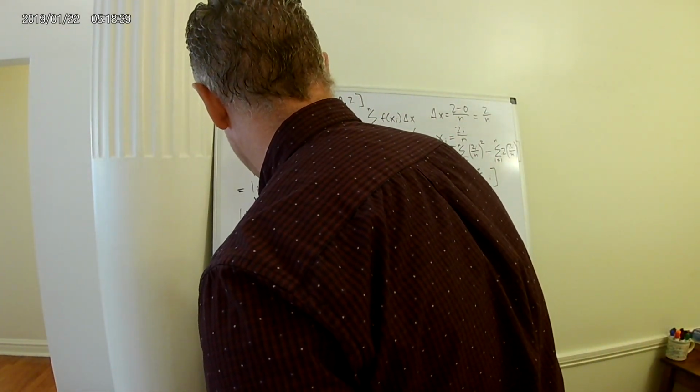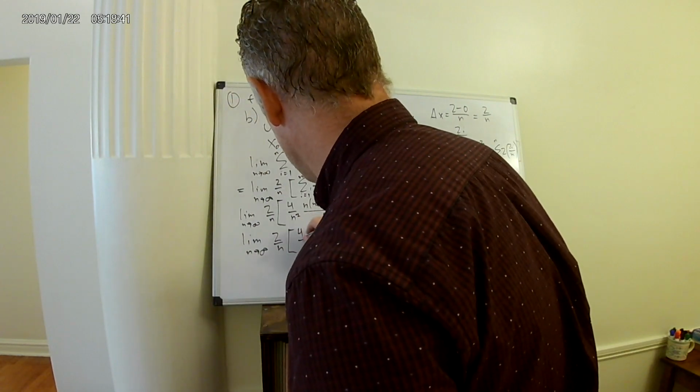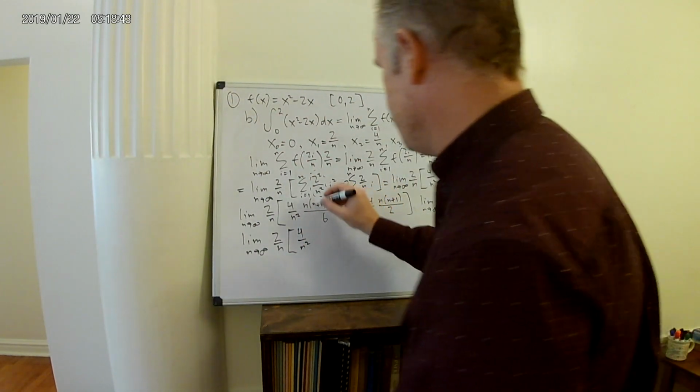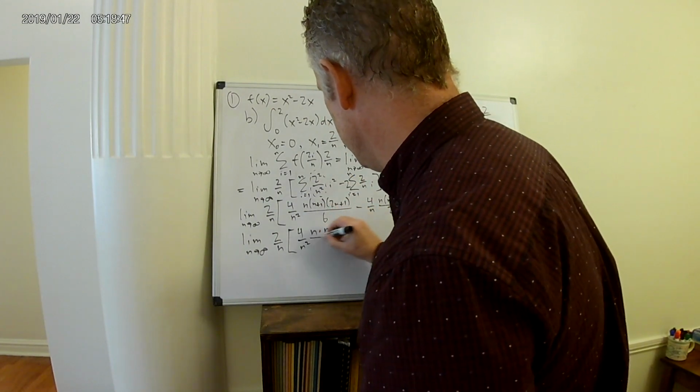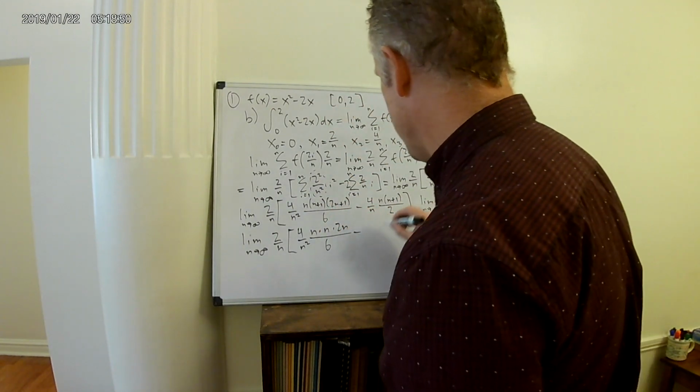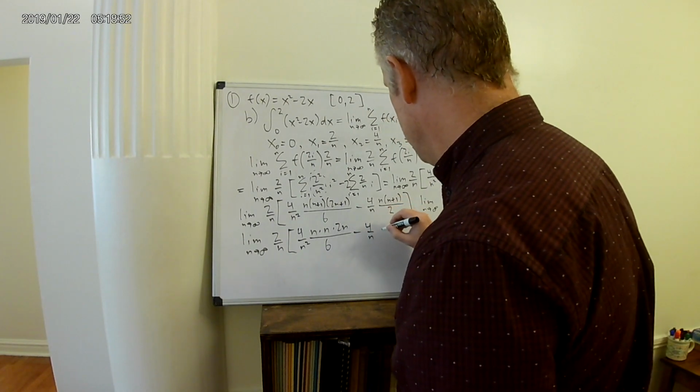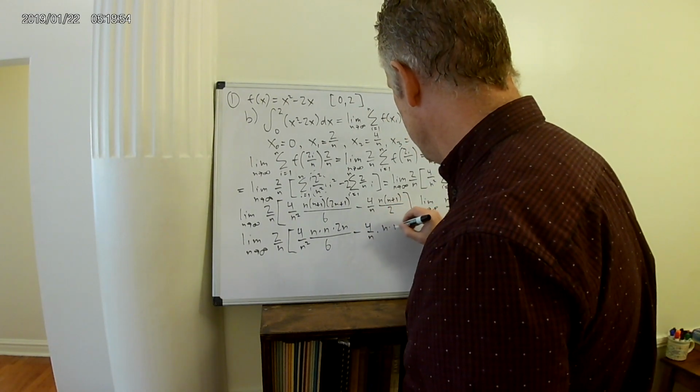We get 2 over n. Here we get 4 over n squared. And here this turns into n. This turns into an n. This turns into a 2n divided by 6 minus 4 over n times n over 2.